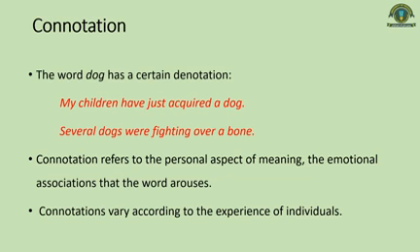A denotation identifies the central aspect of word meaning, which everybody generally agrees about. Whereas when we talk about the connotation, students, the connotation refers to the personal aspect of meaning, the emotional associations that the word arouses. And connotations vary according to the experience of individuals. But people do have common experiences, and some words have shared connotations.